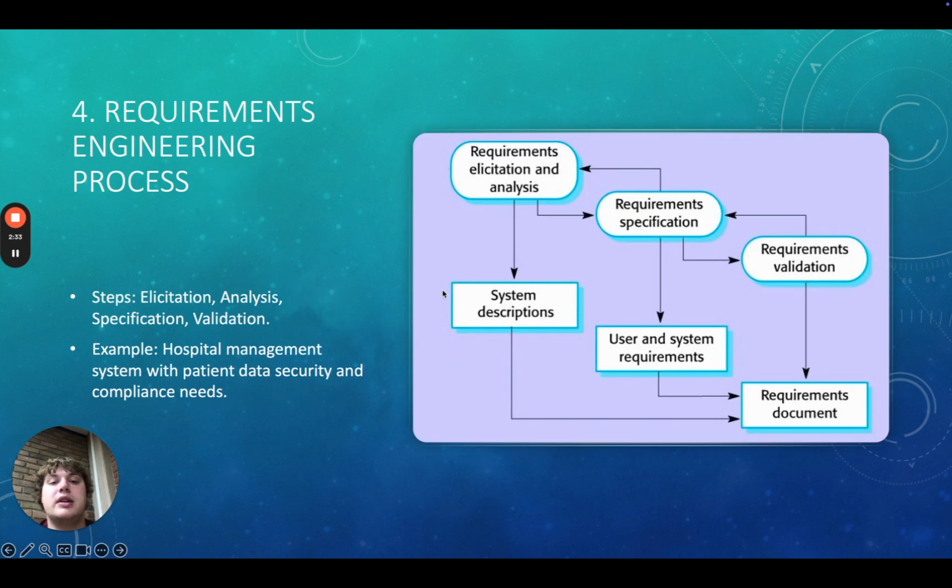The requirements engineering process ensures you build the right software by understanding stakeholder needs. This process includes elicitation, gathering requirements through interviews, surveys, and observations; analysis, identifying conflicts; specification, documenting requirements in detail; and validation, confirming the requirements with stakeholders.